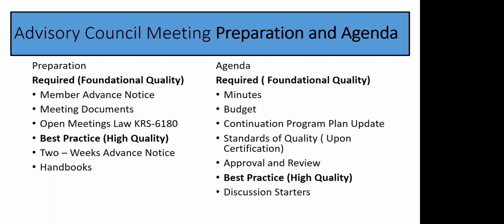Let's see, approval and review. So budget amendments, requests for approval, your CPP checklist, impact reports, needs assessments, bylaws, budgets for the upcoming fiscal year. These are all examples of items you'll either have to review or get approved by your advisory council. A best practice idea when you're creating your agenda is to include discussion starters.